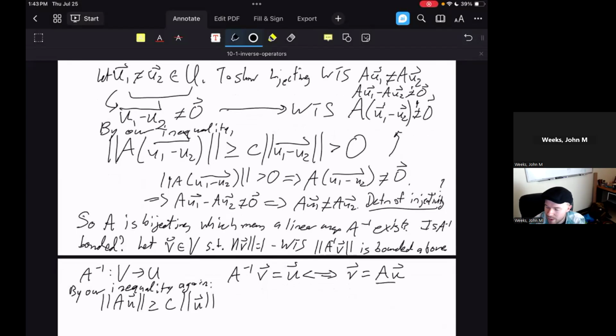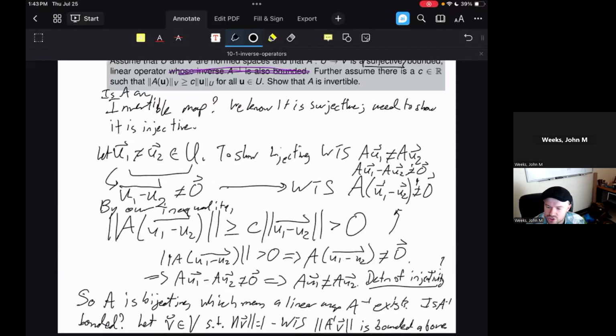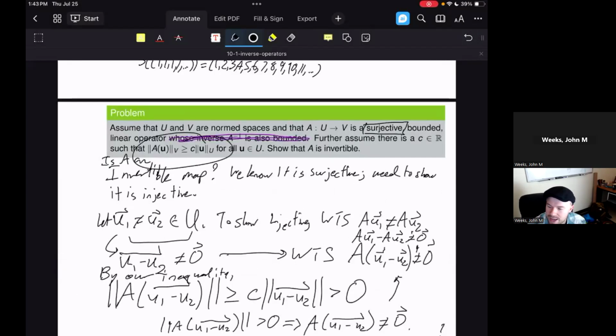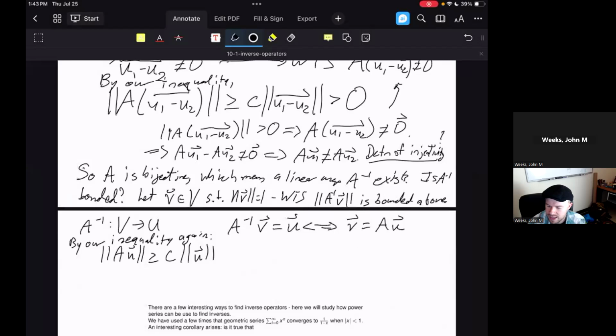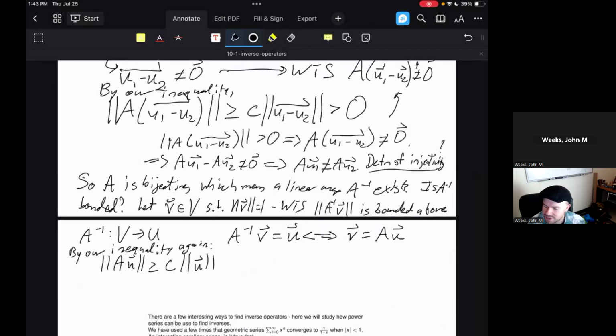So we know that if you have something of the form A times U, this is just me using that same inequality that we had from above here, then I'll have that that's greater than or equal to C times the norm of the vector U. But take a look at what I have equal to the vector U. What I have there is, this is the vector of A inverse V. So this is C times A inverse V. So this is just subbing in what I know U to be equal to, which is what this is right here, A inverse times V.